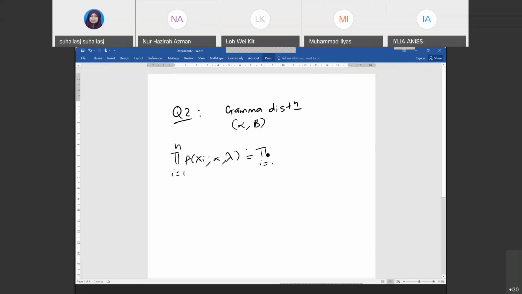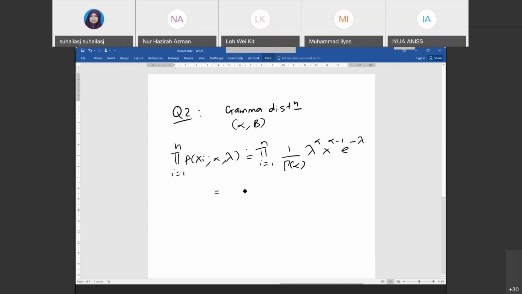lah produk kamu, kita ada 1 over gamma alpha, lambda alpha, x alpha minus 1, exponential negatif lambda x. Okay. So, bila kita tulis produk, maksudnya setiap satu tu, kita gantikan 1 over gamma alpha, lambda to power alpha, x1, alpha minus 1, exponential negatif lambda x1. Darab. Lepas tu 1 over gamma alpha, lambda alpha, x2, alpha minus 1, and so on. Okay, benda yang sama kan?